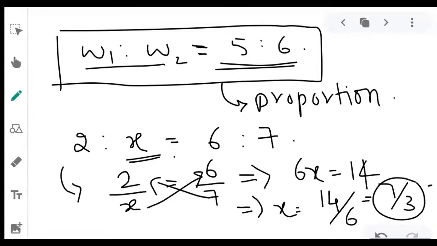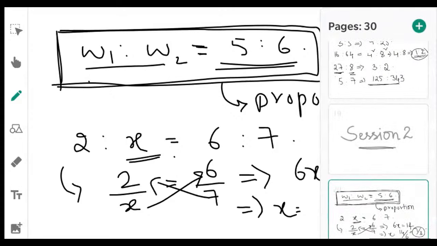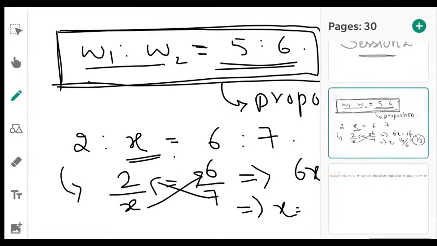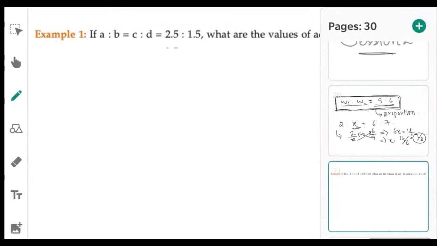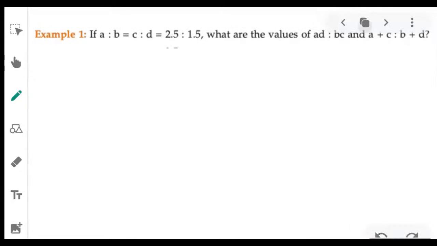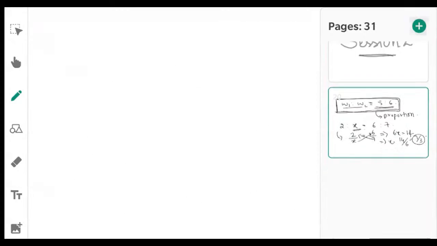Yes, ma'am. So this is all there is to proportions that is different from ratios. All right. So we'll do a few problems first before going into further properties of proportions.